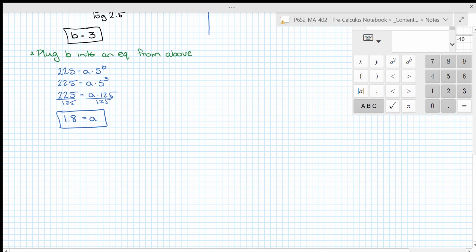So now I have my a and my b in that general equation. y equals, it was a times x to the b power. Just plug them in. y equals 1.8 times x cubed. If you go into Desmos, it should go through those first 2 points right up there. So good luck.